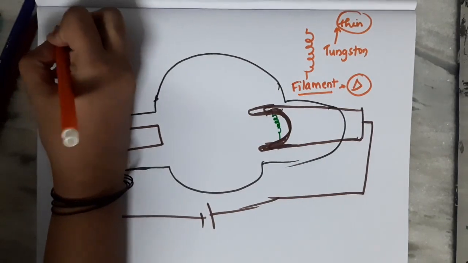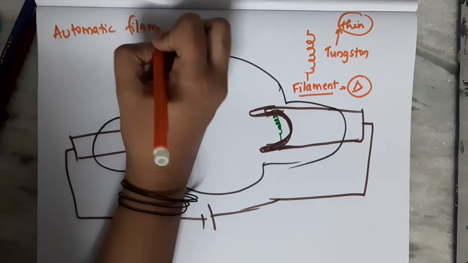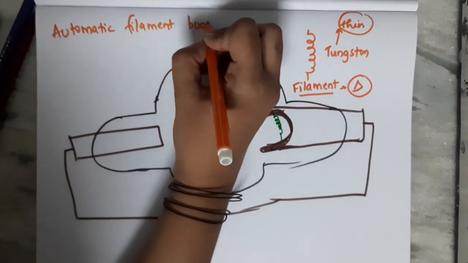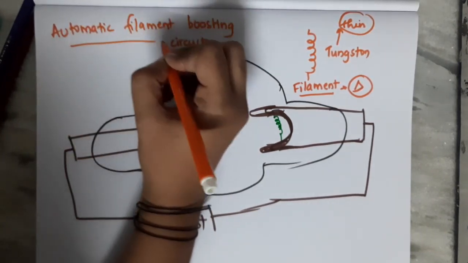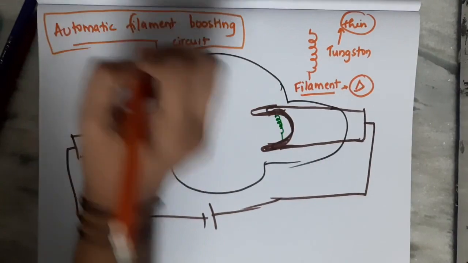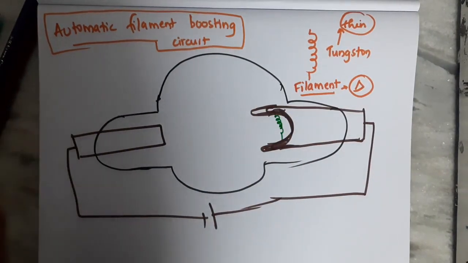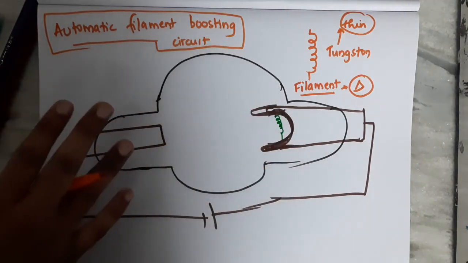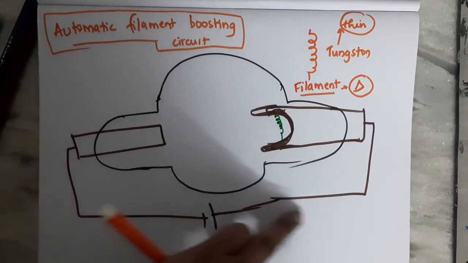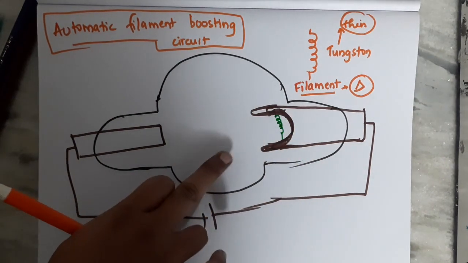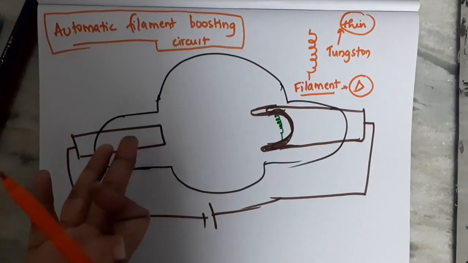There is something called an automatic filament boosting circuit. Here in the automatic filament boosting circuit, you are heating the filament, and if X-rays are not produced, that means if exposure is not made, so see, once you turn on the X-ray machine, you will have to make the exposure, right? Only when you make the exposure, even more current goes through the X-ray machine, and the electrons will get sufficient charge to accelerate and hit the anode.